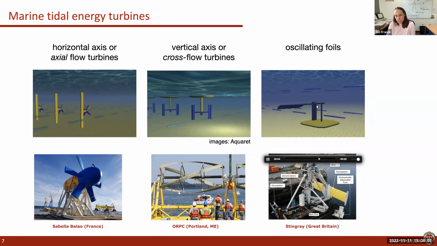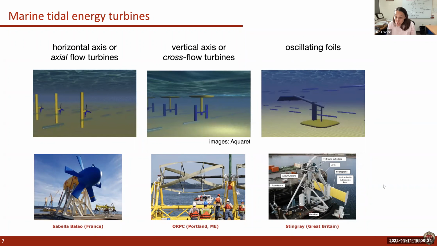However, it doesn't rotate. So the oscillating motion has different dynamics and implications. For example, you don't have to worry about entanglement, and you would also have to design your generator differently, because you won't have a rotational motion driving your generator. So you will have to convert that oscillatory motion into a rotational motion for a traditional generator.